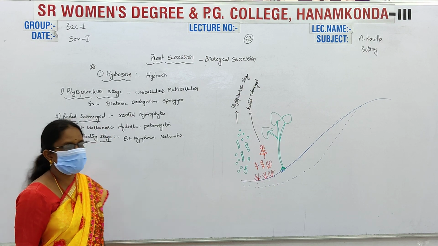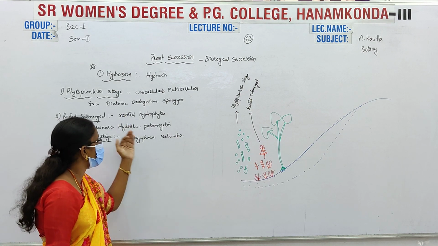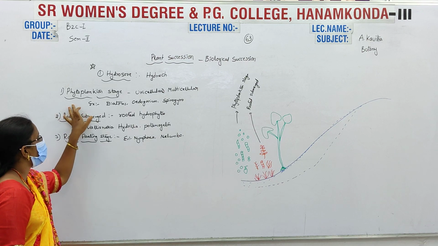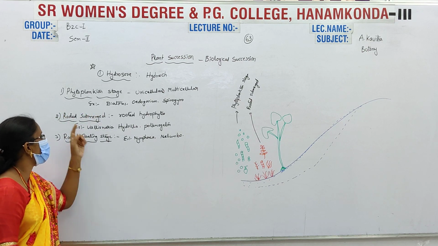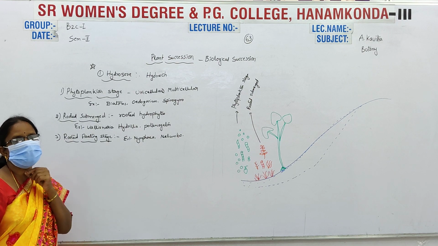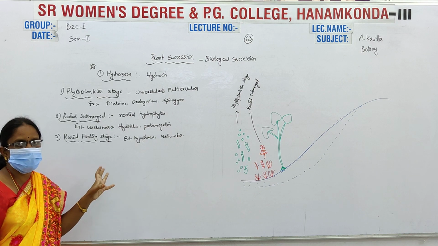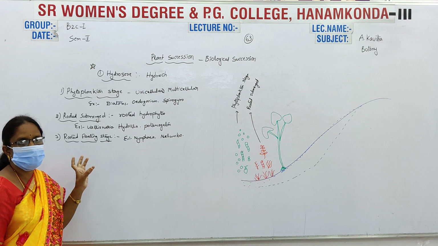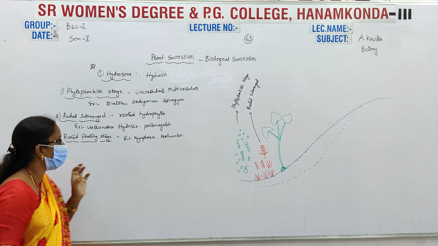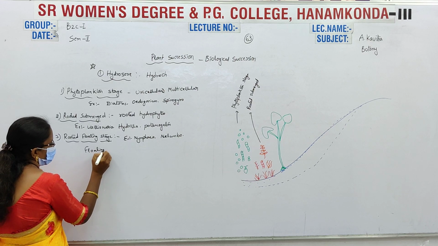So there are three stages: the first is the phytoplankton stage, the second is the rooted submerged stage, and the next is the rooted floating stage. In some books, another substage is also present in Hydrosere, for example the completely floating stage. Floating plants are also present, completely floating plants.